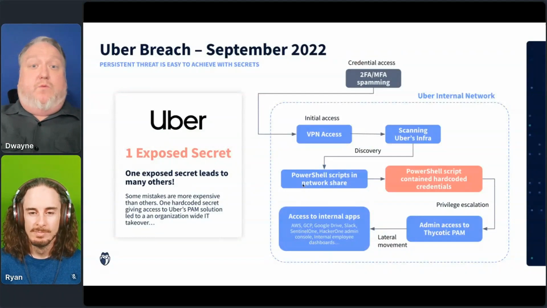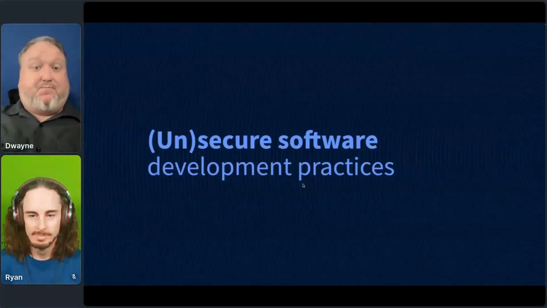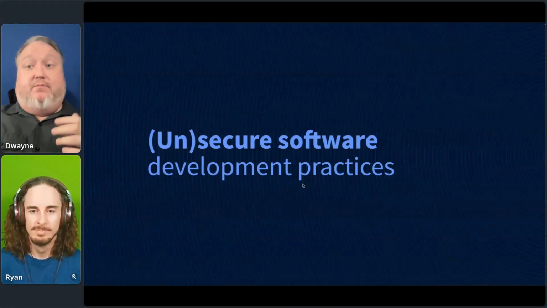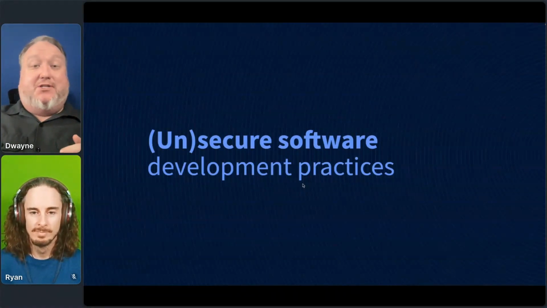Uber, this happened just recently. It was a single attacker phished super admin privileges, which was bad enough. But once they got into the system using those phished credentials, they found PowerShell scripts that contained more secrets, more credentials to get them into more systems. They even announced this in the internal Slack that, hey, we have done this.